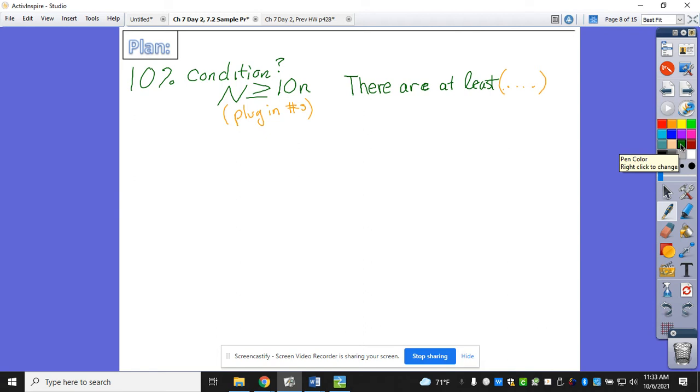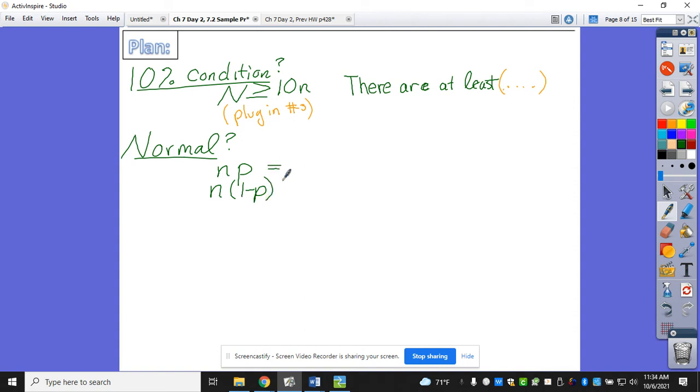What's the other requirement or condition that I had to check? See if it was normal. What did we check to see if it was normal? To see if np is greater than 10. And how do I find that? And n times 1 minus p. I don't mind if you go ahead and do this and go straight into plugging in your numbers.